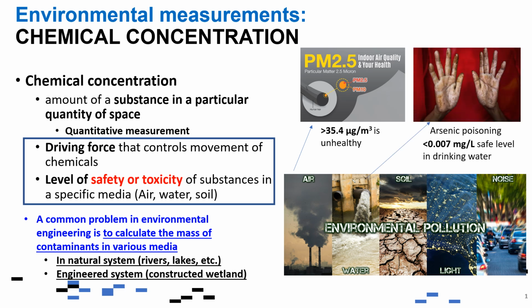Another example is concentration of contaminants in water such as arsenic. The inorganic form of arsenic poses a serious risk to human health. Thus, its concentration in drinking water must be controlled. According to the Australian Drinking Water Guidelines, safe level of arsenic in drinking water must not exceed a concentration of 0.007 milligrams per liter.